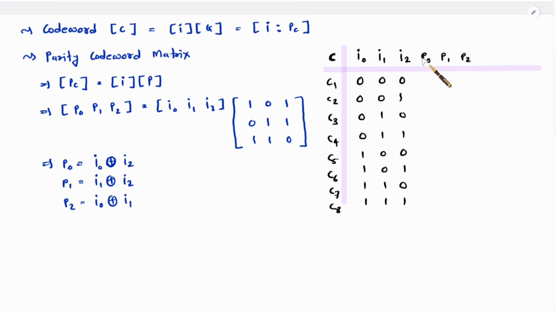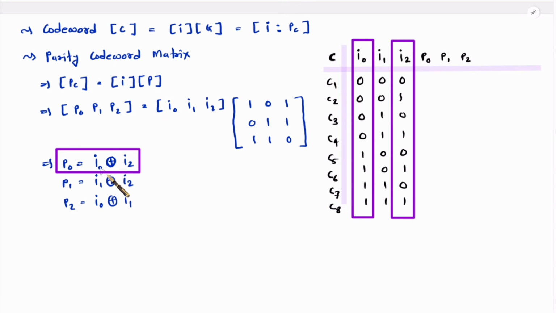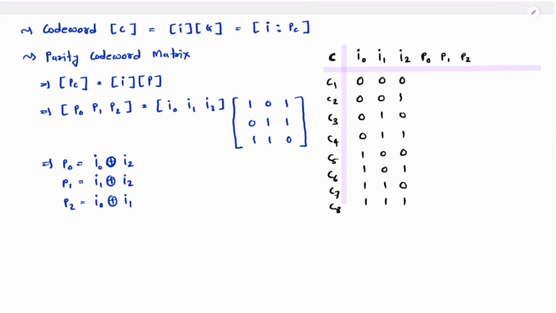Now let us identify P0 first. See, P0 is I0 XOR I2. So I0 XOR I2.